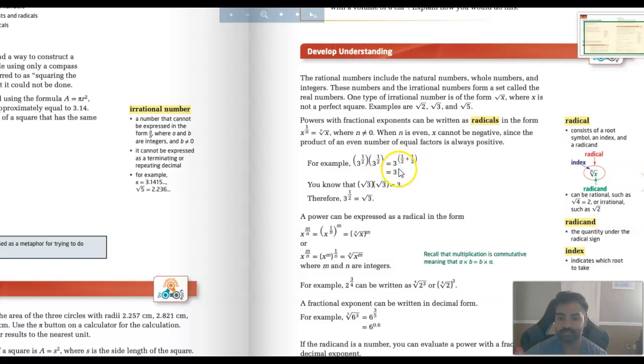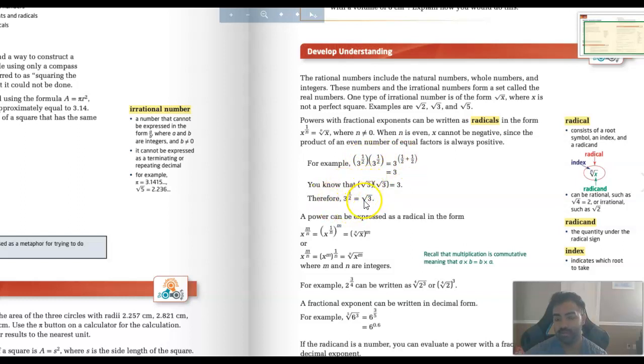Here what they're doing is showing you that you can also go the square root of 3 times the square root of 3 is equal to 3, right? Because when you're multiplying the same square root, you just get the number. They're just showing you that they equal the same thing. So 3 to the power 1 half is the same thing as the square root of 3.